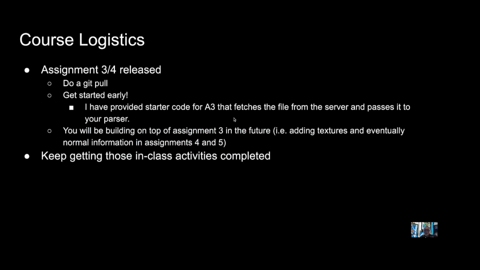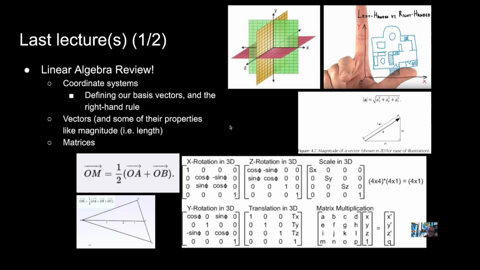Assignment 3 and 4 will be released by the time we're in the lecture. Do a Git pull. Get started early. Do assignment 3 first, and then take your knowledge from that and take it over to assignment 4. In the first one, you're going to be parsing positions, then colors, then textures. Yeah, just positions and textures. And then in the next one, you'll be doing normals.